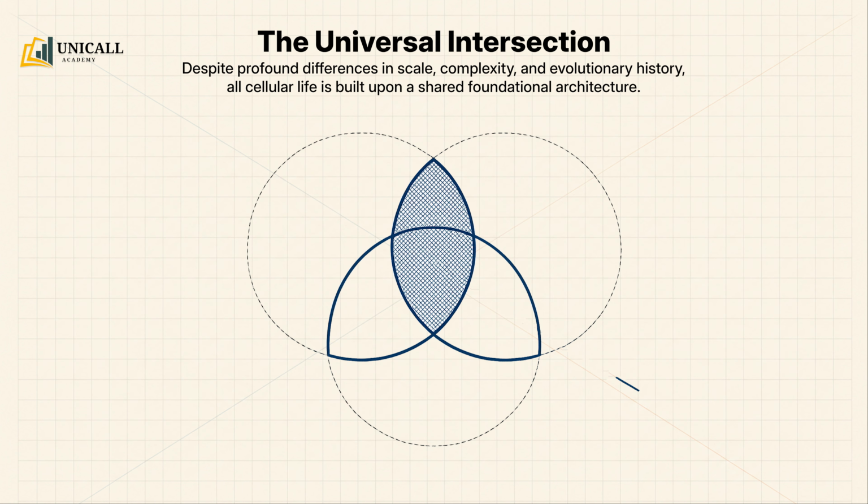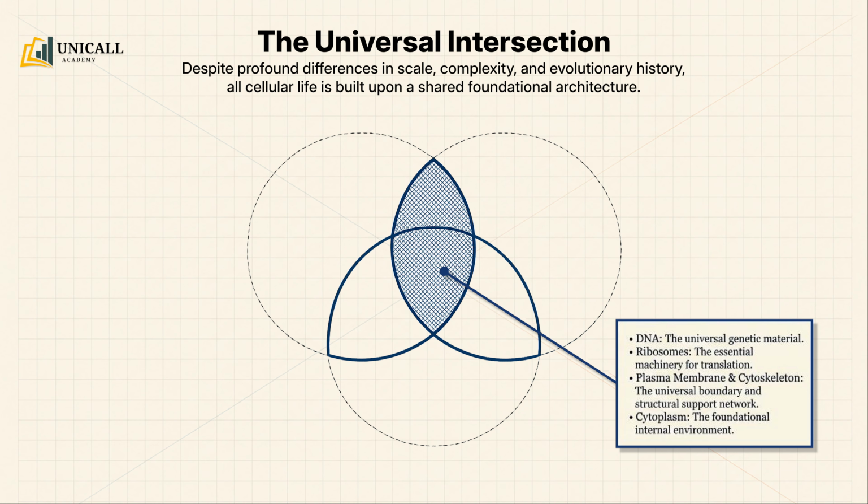The universal intersection. Despite these differences in scale and complexity, all cellular life shares a foundational architecture. 1. DNA, the universal genetic material. 2. Ribosomes, the essential machinery for translation and protein synthesis. 3. Plasma membrane and cytoplasm, the universal boundary network and internal cellular environment.